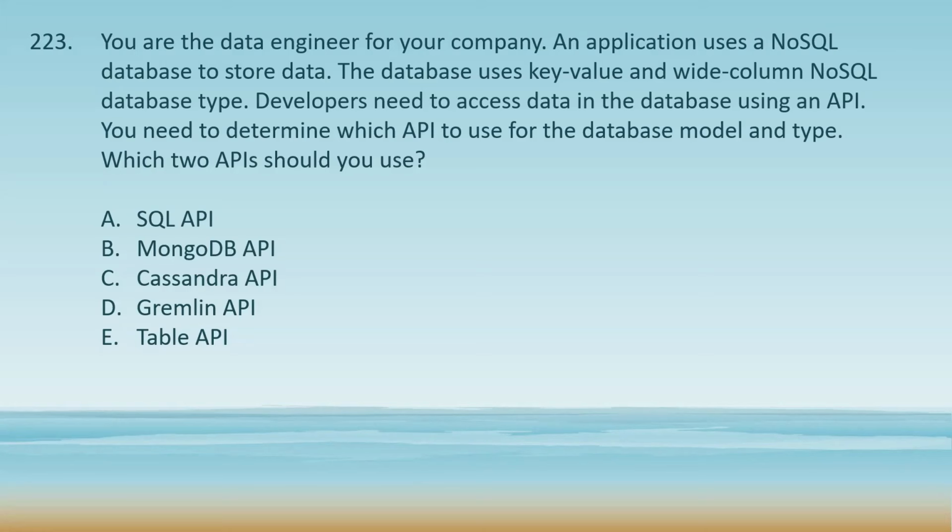Based on the provided information in this question, the two most relevant APIs would be Cassandra and Table API. When it comes to key value, then Cassandra API is the right choice. And when it comes to wide column, then the preferred choice is Table API. So there are two requirements in this question, and we have to choose two options which are relevant to those requirements. Cassandra API is for key values and Table API is for wide column.